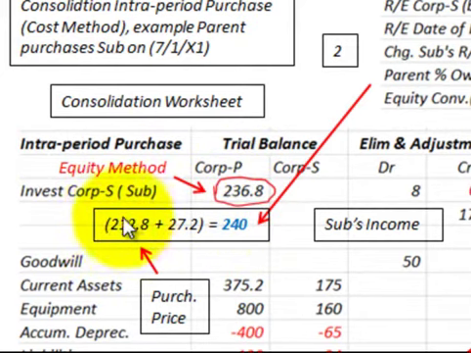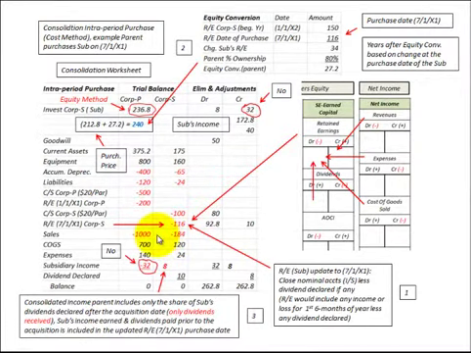And the purchase price here is based on the July 1st purchase date for the subsidiary.